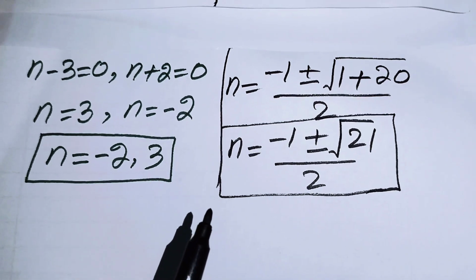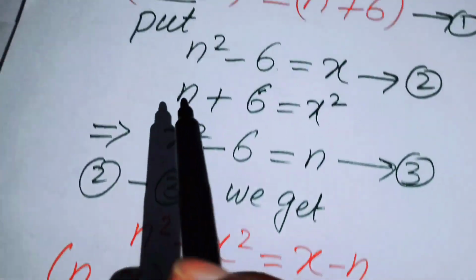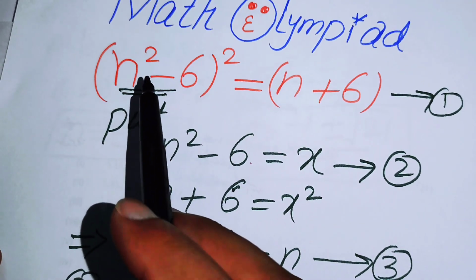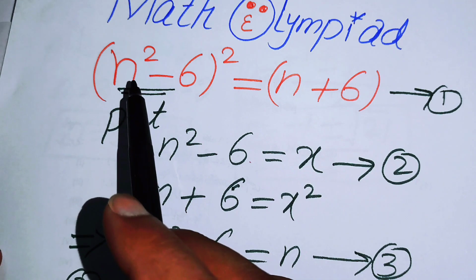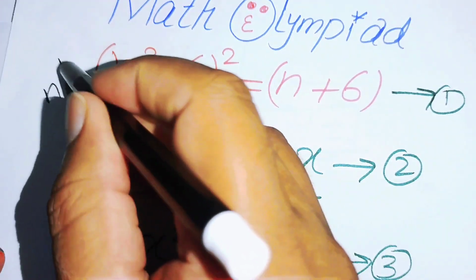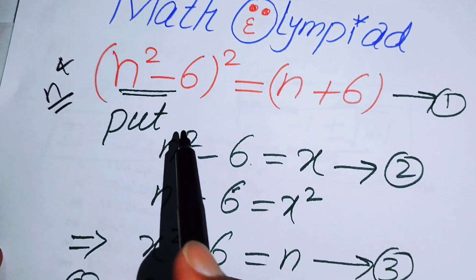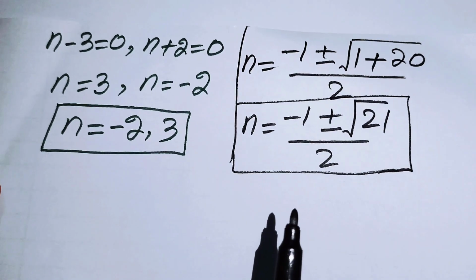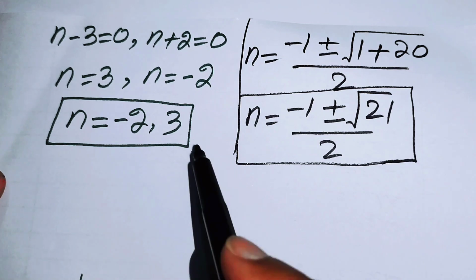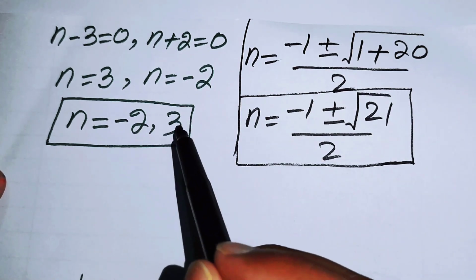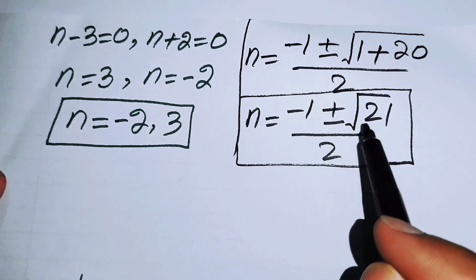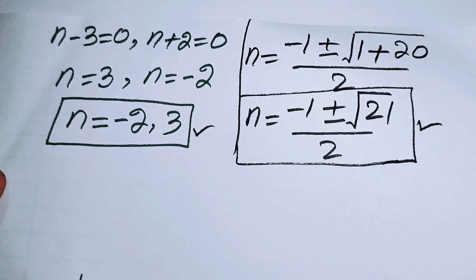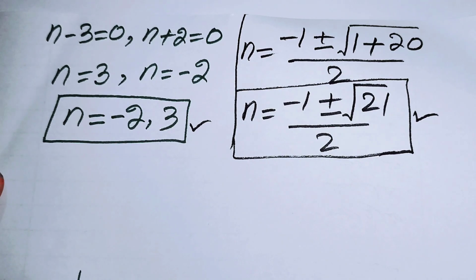Here you can see that the highest power of n is 4, because when you expand this you get n to the power of 4. So it means that this equation has 4 factors. So finally we get the 4 factors of this equation: minus 2 and 3 and minus 1 plus minus square root of 21 over 2. So these are the required 4 factors of the given equation, and this is our final answer.